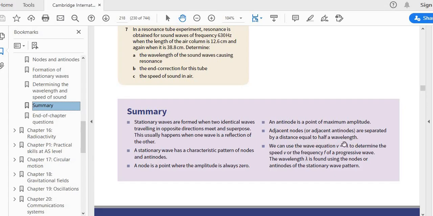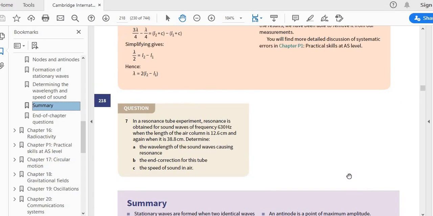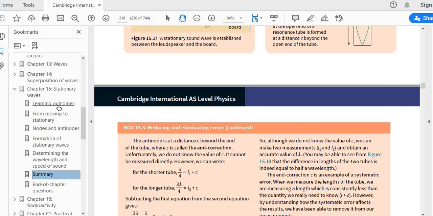Now for this, I have also created a handout, and in this handout we will learn about the path difference or phase difference of standing waves, and it is different from the phase difference or path difference for progressive waves. Here we are talking about standing waves or stationary waves. And then we can use the equation v equals f lambda. This is a very famous wave equation to determine the speed v or the frequency f of a progressive wave. The wavelength lambda is found using the nodes or antinodes of the stationary wave pattern. So let's go to the beginning.